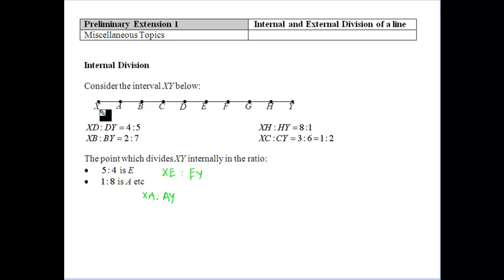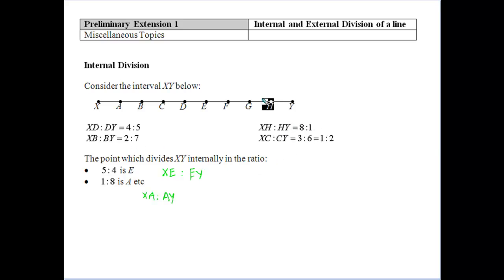In this case, we've got an interval XY with a number of different points in between, and they're all equidistant. If we look at the ratio of XD, that's been split up into 4 parts to D, and then from D to Y is 5 parts. So we say D divides the interval XY in the ratio of 4 to 5. If we look at B, we go across 2 to B, and then 7 to Y. So B divides XY in the ratio of 2 to 7.